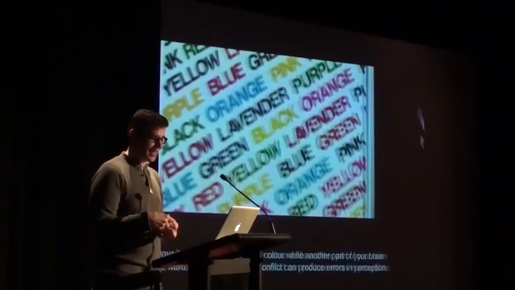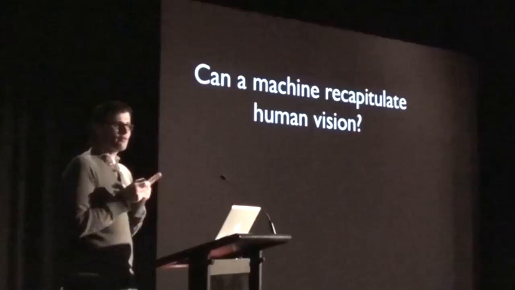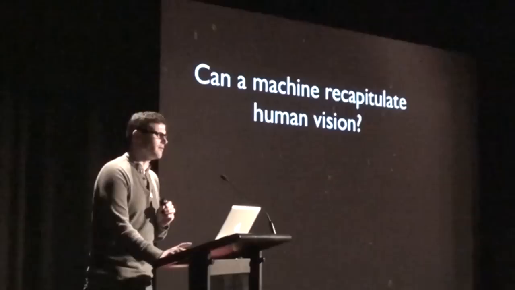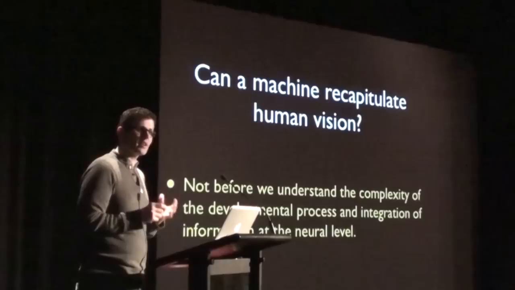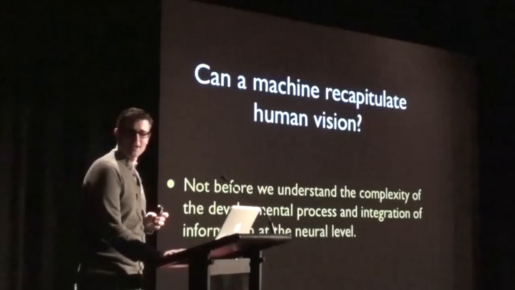So coming back to that original question I want to finish on: can a machine recapitulate human vision? I believe not before we understand the complexity of the developmental process and integration of information at that neural level. I think we really need to understand what's happening in the biology before we can recapitulate this in the machine. So thanks very much.